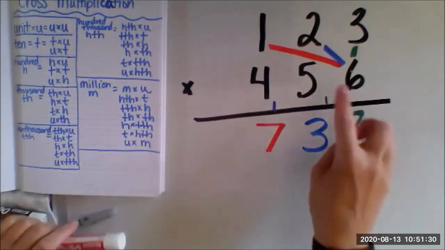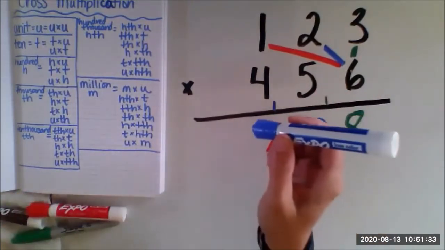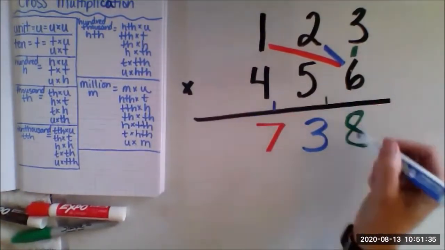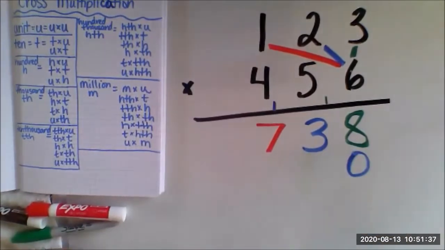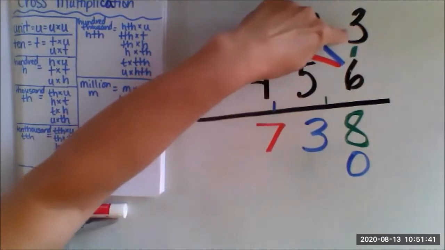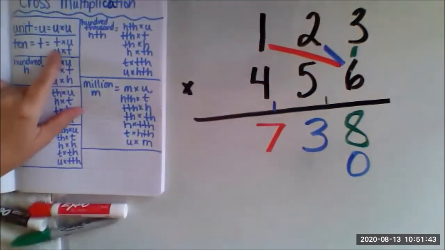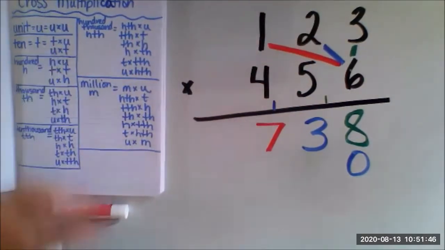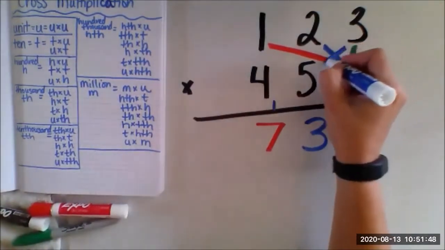Now we're moving on to our tens place. So we're gonna start with our blue. Because we're a 10, we have no units. So I'm gonna put no units for our 10. Okay, we have 10 times a unit. 10 times a unit gives us a 10. So I'll cross that one right there.